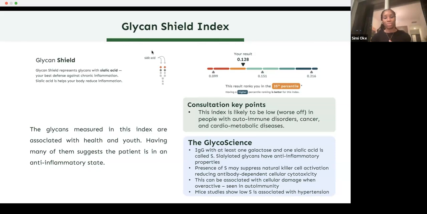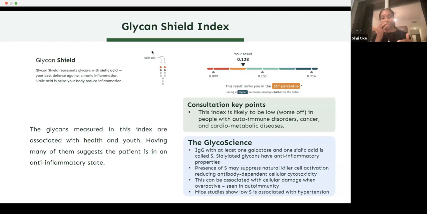This is another anti-inflammatory one, however slightly different. Not only do you have those two protective galactose that we spoke about in Glycan Youth, but you also have sialic acid, which is also very protective. This is like your best defense against chronic inflammation. When we see a high level of these glycans, again, it's something positive, given that it's your biggest defense against chronic inflammation.